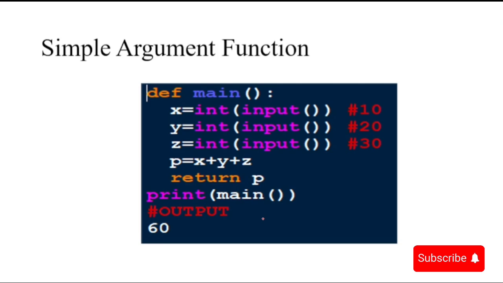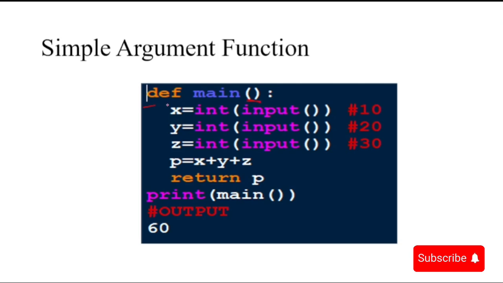So for the simple argument function, we don't need to have the arguments. That's why I said we have different structures for the different types of functions. We have the def keyword, of course. We have the function name, main, and then the parentheses, and then the colon. So we have a function without any argument. That is the simple argument function, no argument for this function.